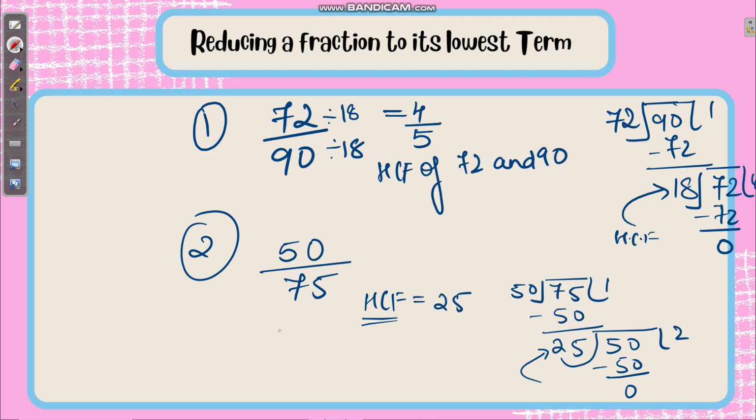So you divide both the numbers, the numerator as well as the denominator, by your HCF. The answer is 2 upon 3. It's a simple way to find the lowest term. There is nothing more I can do further with 2 by 3. There's no number which can divide both 2 and 3; the only common factor is 1. This is known as the lowest term or the simplest form. Just take the HCF and divide the numerator as well as the denominator.